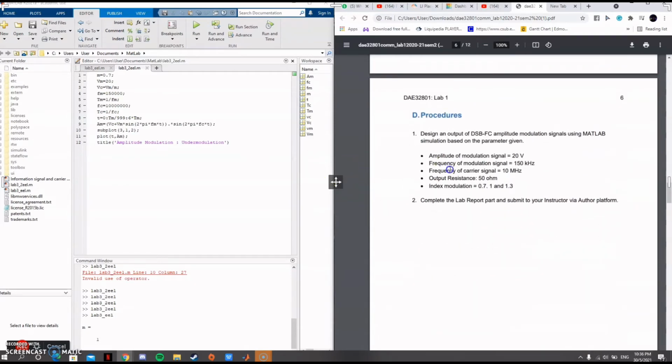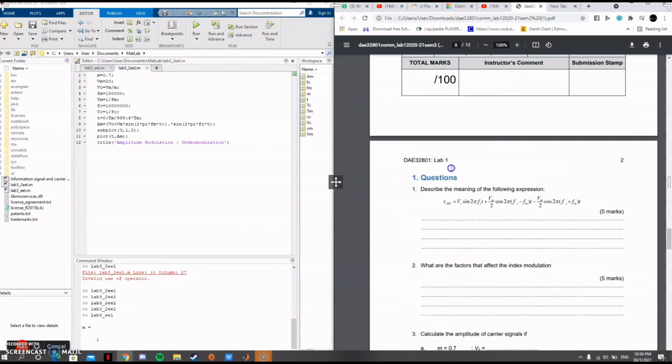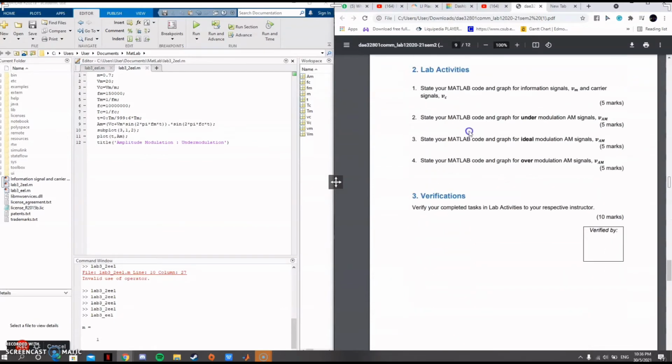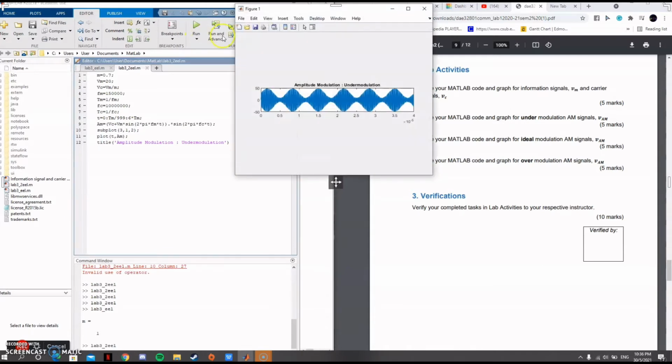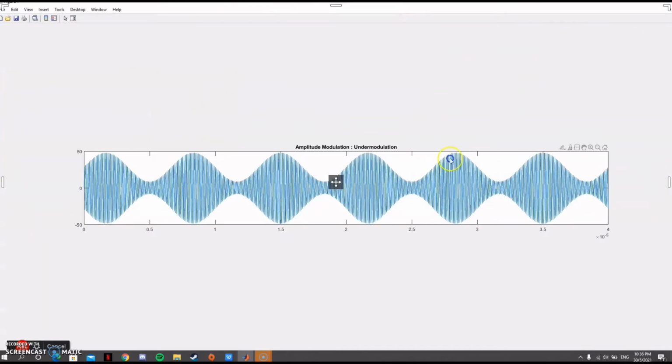I've put the parameters in the coding, and if we run it, we can get the graph for under modulation AM signal. This is the graph for amplitude modulation under modulation signal, which is VAM.